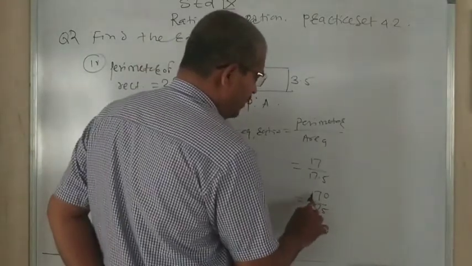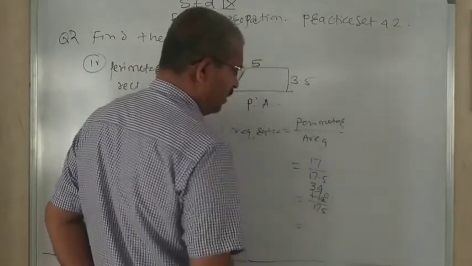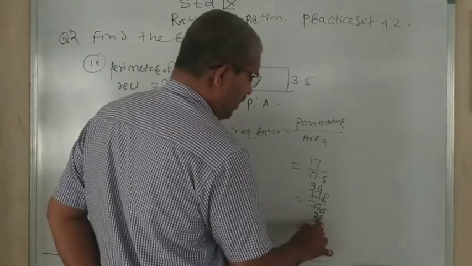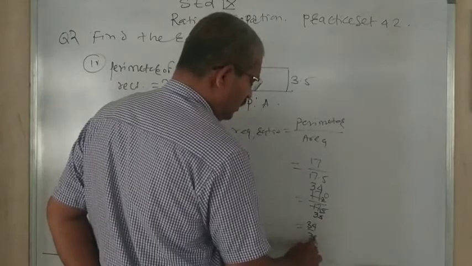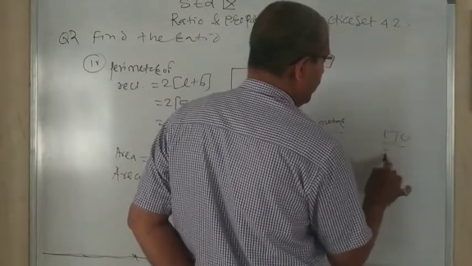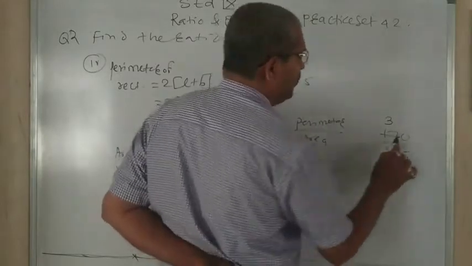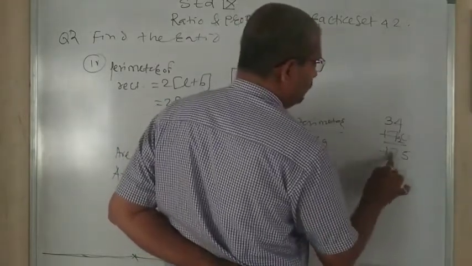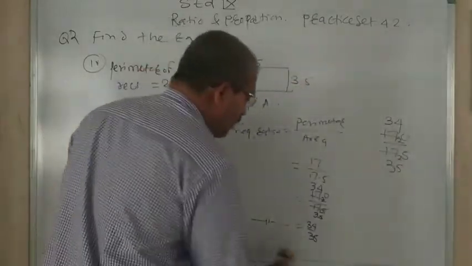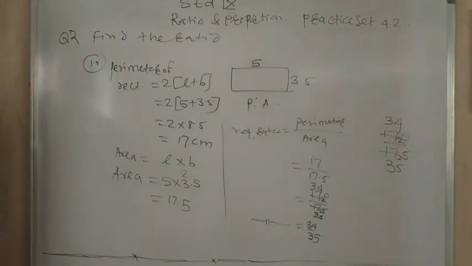Is it divisible by 5? 5 3s are 15, 5 4s are 20. Now 5 3s are 15, 5 5s are 25, so 34 upon 35 is the required answer. By this way question number 4 is completed.